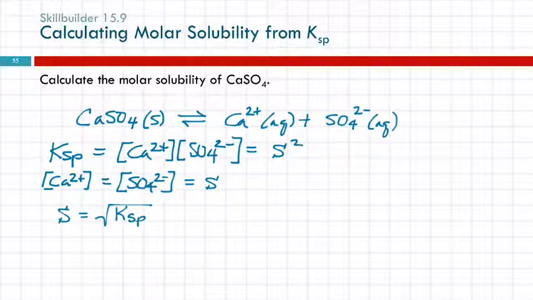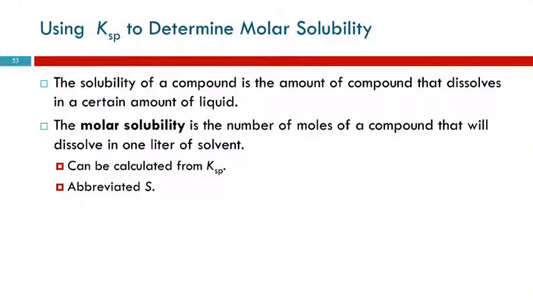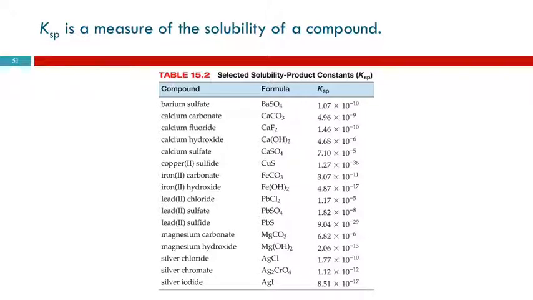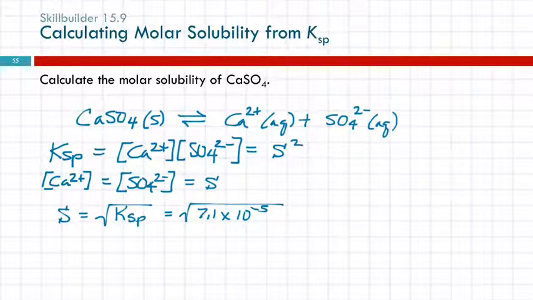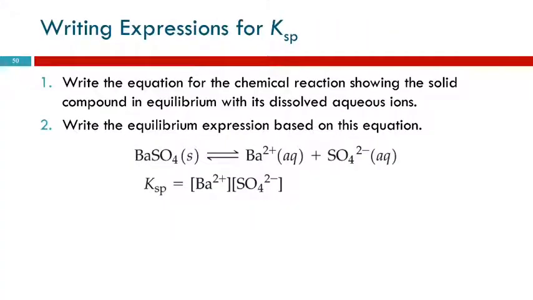What's KSP for calcium sulfate? I don't know. I don't expect you to know that. How do we find out? Well, go look in the table. Here's this lovely little table, calcium sulfate, 7.1 times 10 to the minus 5. Was that 7.10? I kind of think it was. Yeah, it was. Okay.